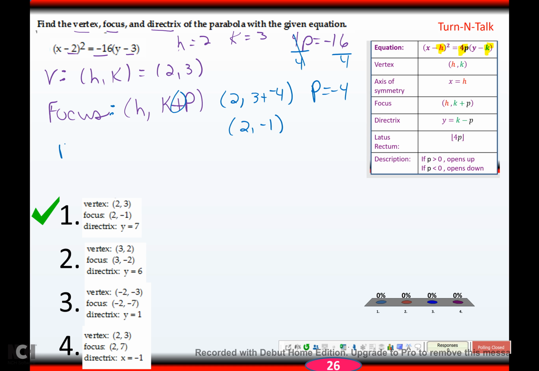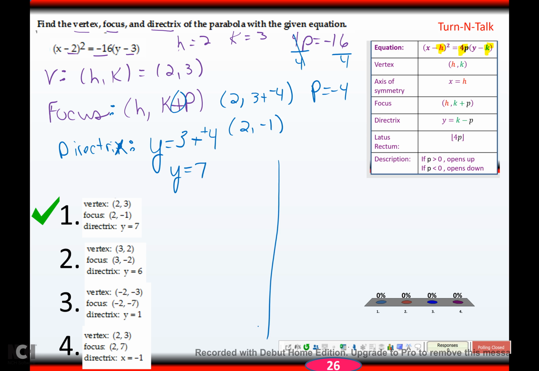Okay, and then my directrix, it's going to be p units lower than my vertex, and it's going to be a horizontal line which starts with y equals, and then instead of keeping your k, it's going to go down by p units, which my p was -4. Oh, sorry, my k was 3, my bad. And my double negative turns positive, and I get y equals 7 for my directrix.